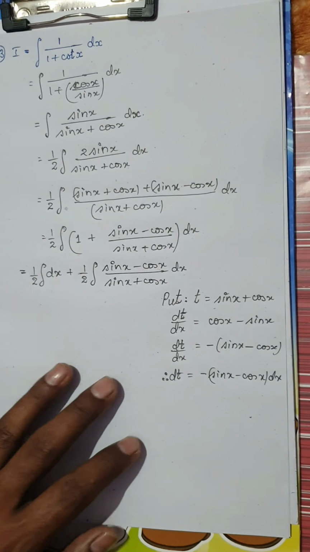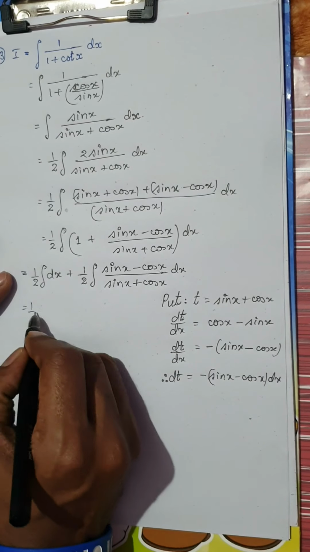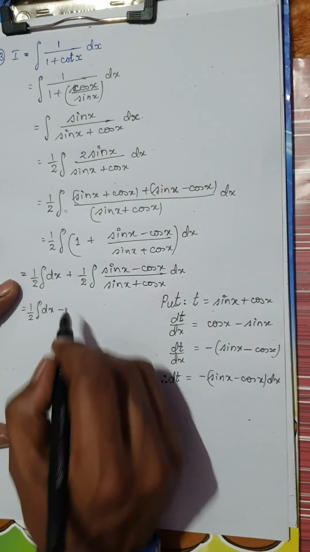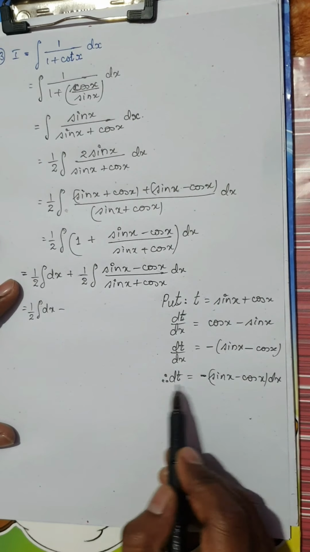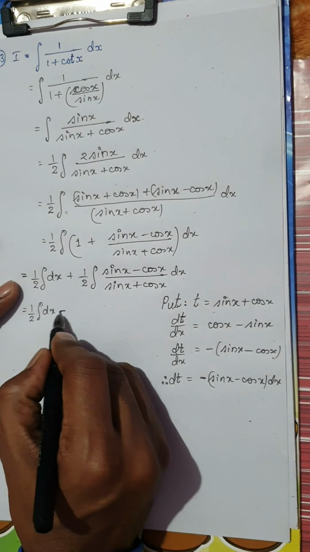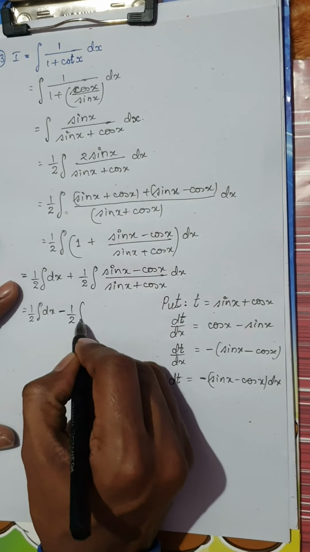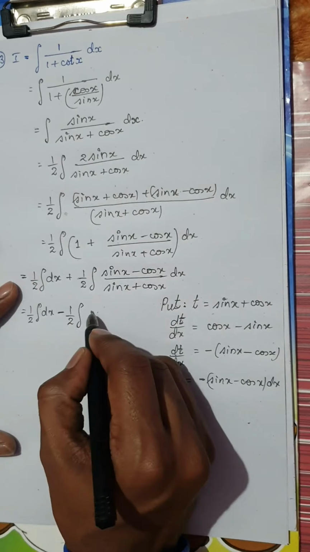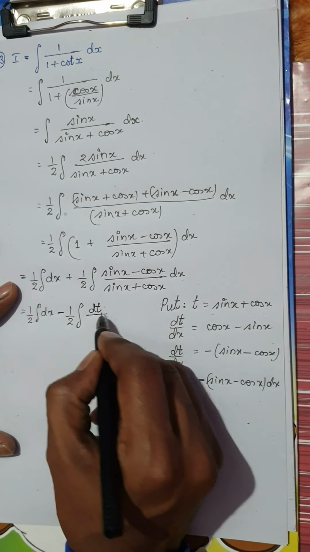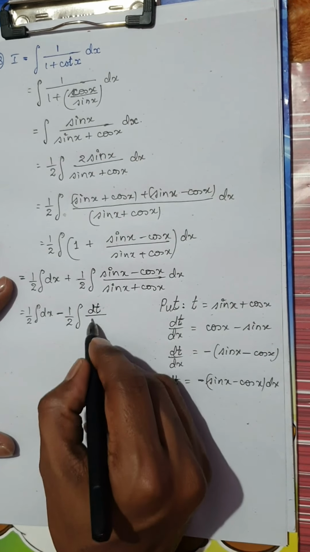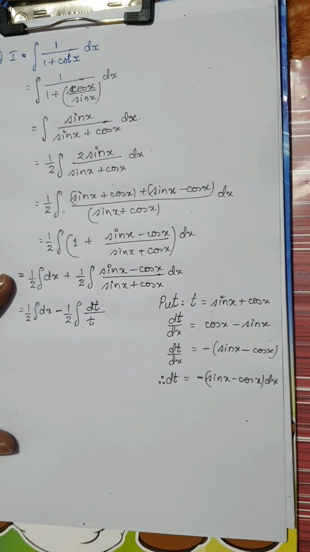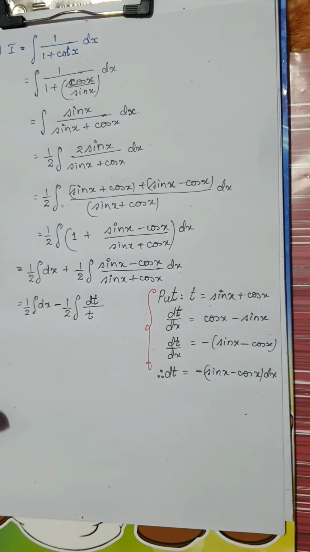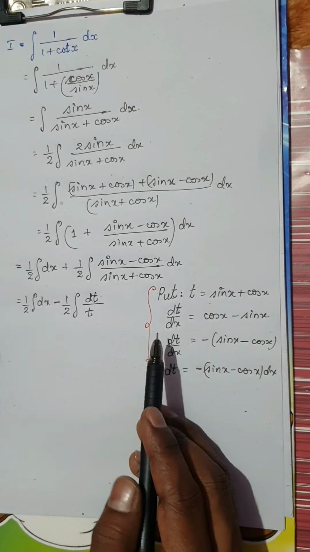Okay, so the integral becomes half of the integral of dx. Now I have a minus term with dt here, so I am going to take this minus outside. Half is outside, the integral of, remember, sin x minus cos x dx is minus dt. I have taken minus outside. I have dt divided by sin x plus cos x, which is t. That is what I have substituted. Please be careful with this. This is definitely not a 2-marker question. This would be a 3-marker question.